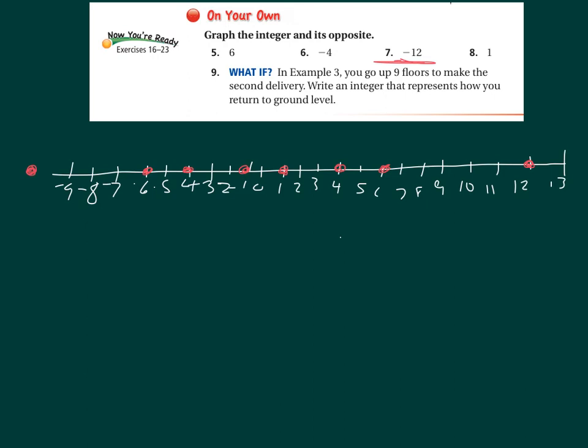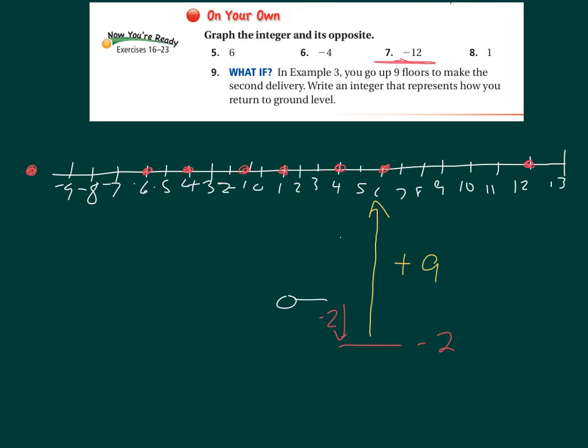Number 9, though, here it says in example 3, if you go up 9 floors to make the second delivery, write an integer that represents how you will return to ground level. I'll kind of try and draw what we did there. So we started at 0, and then we went down 2. So we went down 2 floors. So we were at basement 2 or whatever. So we can put negative 2. And then from there we went up 9 floors.